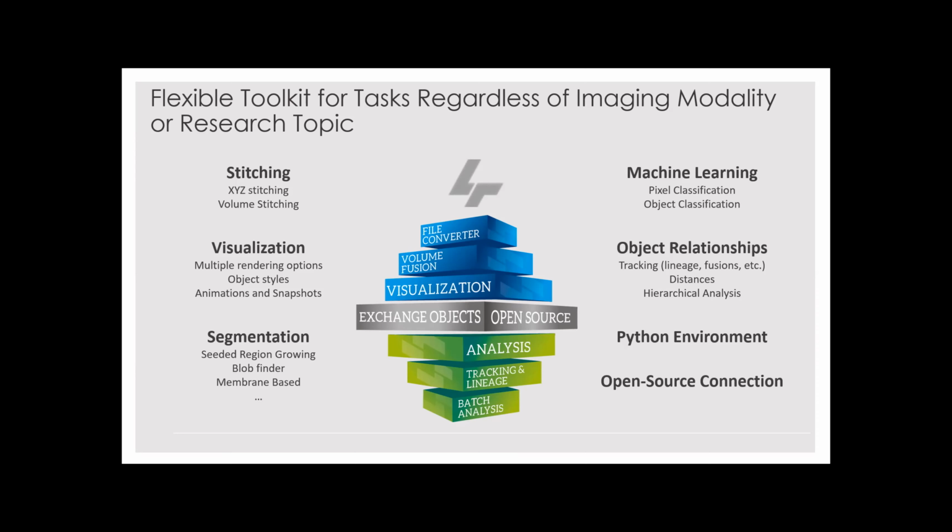We have 2 types of machine learning, pixel-based classification and object-based classification, both with very easy to use user interfaces. And an area where the demo will focus very heavily is on our object relationships. You're going to see a lot about distances and hierarchical analyses of objects. What you won't see is that we do have a full tracking module. So if you do have time series data, we have a full module dedicated with tools for analyzing this type of data.